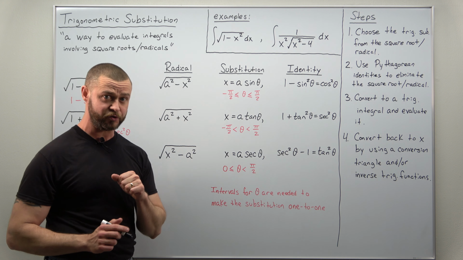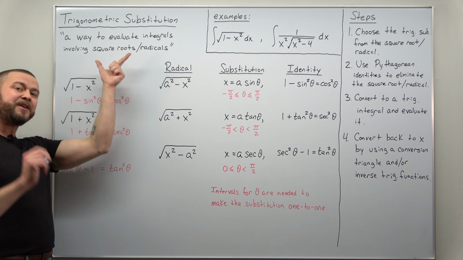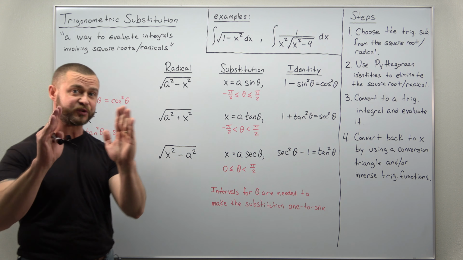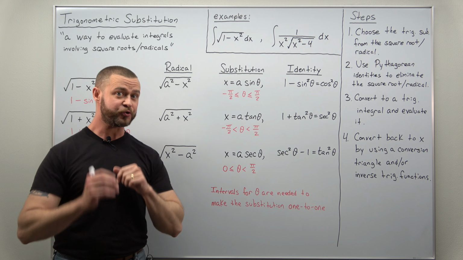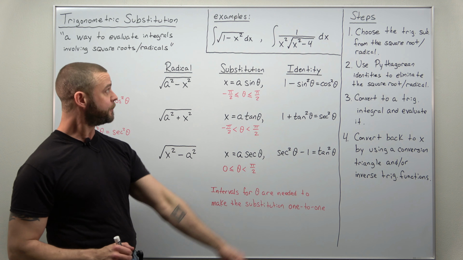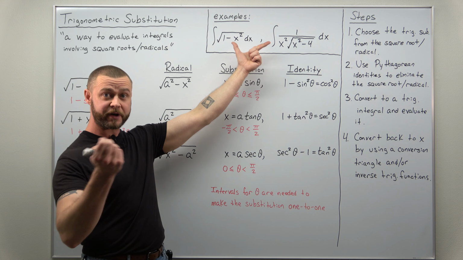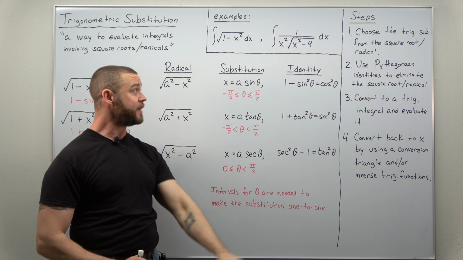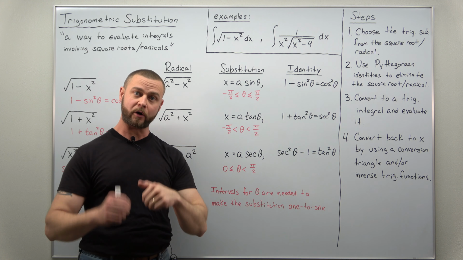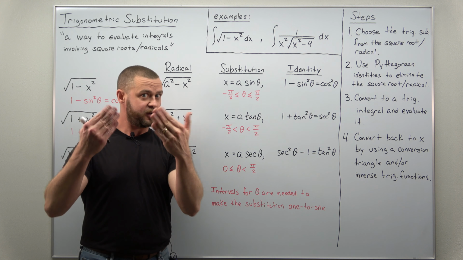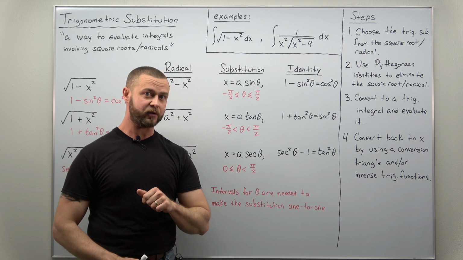It's called trigonometric substitution. And the first thing to point out, this method is a way to evaluate integrals involving square roots or radicals. The integrals have nothing to do with trig functions. So let's take a look at two examples. These are fairly standard for a Calculus 2 course dealing with trigonometric substitution. And notice both of them contain square root expressions or radicals. So our goal is to use a trigonometric or trig substitution to eliminate the radicals or square roots.